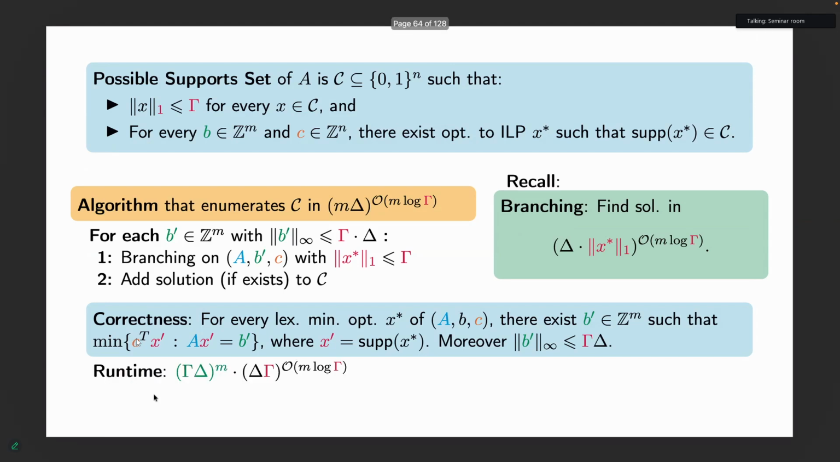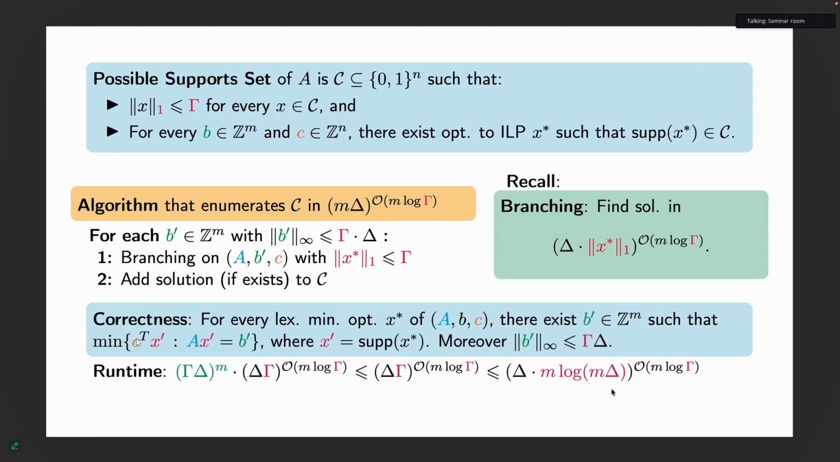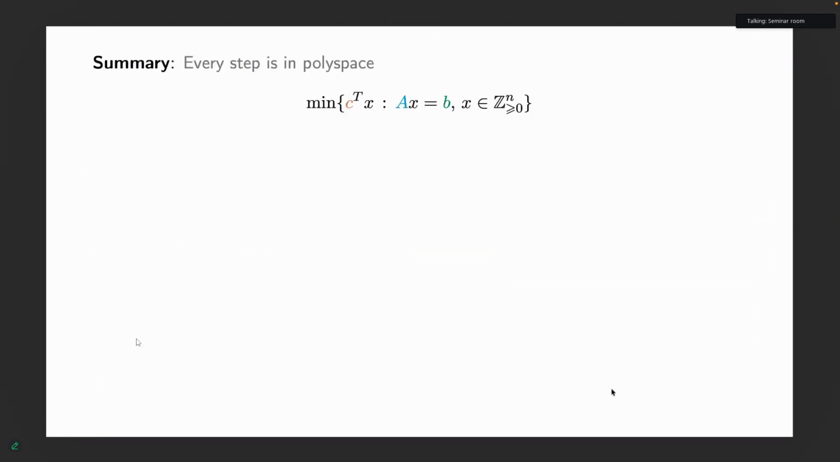So that's pretty much the proof. And the running time is, as I said, the number of possible right-hand sides in this for loop, and for each iteration of this for loop, I will run this branching procedure that has this running time. And this doesn't matter because that's much smaller. And then I plug in what is gamma. If you forget about it, then this is just m log m times delta, and that gives you the running time. So to summarize, every step is polynomial space, and what we wanted to solve is this.